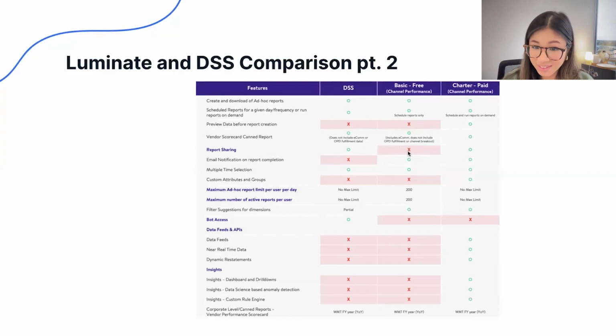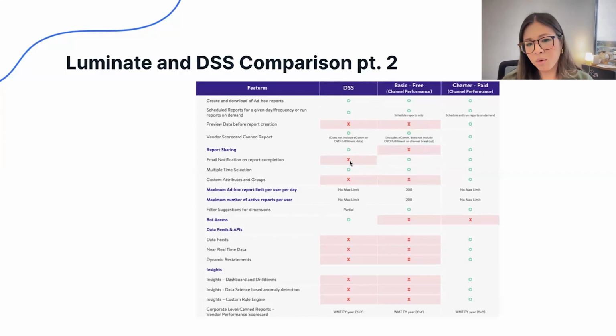Report sharing. They took that away in Luminate Basic. So if you guys are familiar with DSS, you used to be able to build a template and then share it with other users within your organization. That does not exist in the free version. You now have to pay for that.